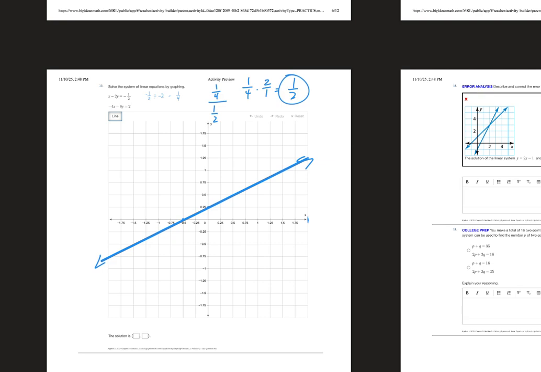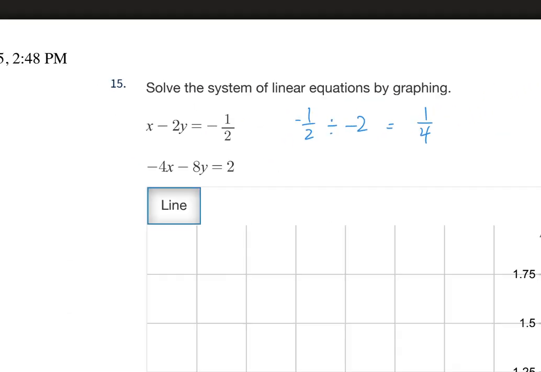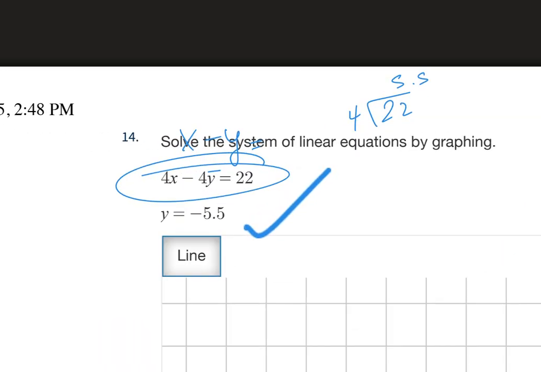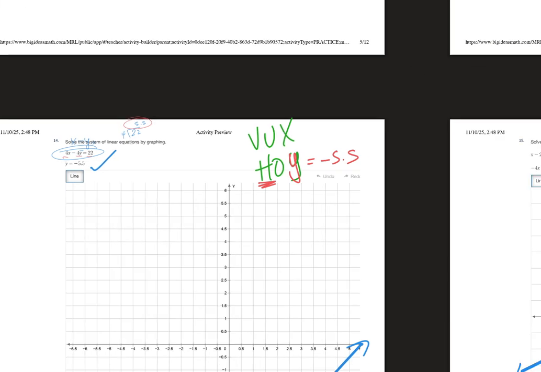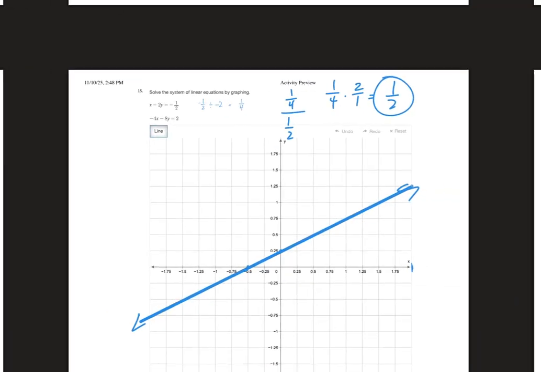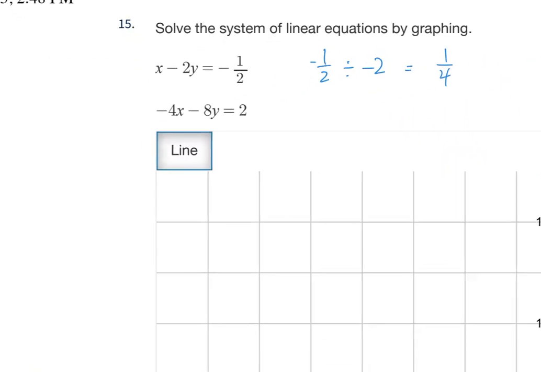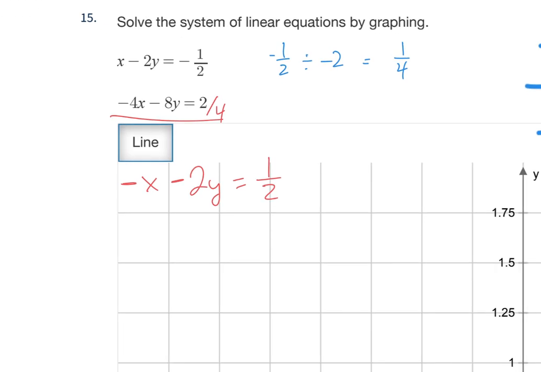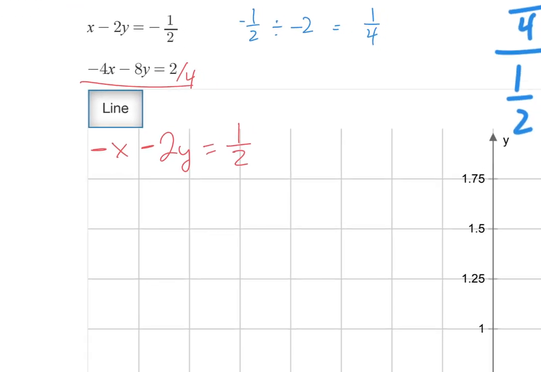And then the next one, again, like I did on the previous one, and maybe I went too quickly, I said, hey, look, I can divide each of these by 4. And even though I got 5.5, I mean, who cares? That's okay to do. So what I'm going to do is divide everything by 4 here to get negative x minus 2y equals 1/2, because 2 divided by 4 will be 1/2. And if you're like, but why would you do that? It just helps me a little bit.